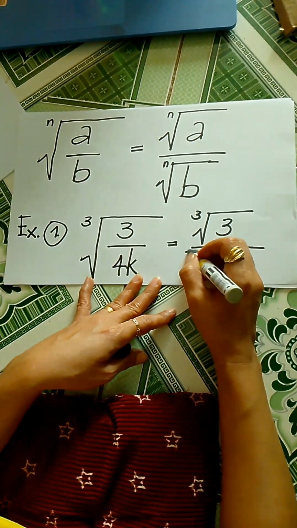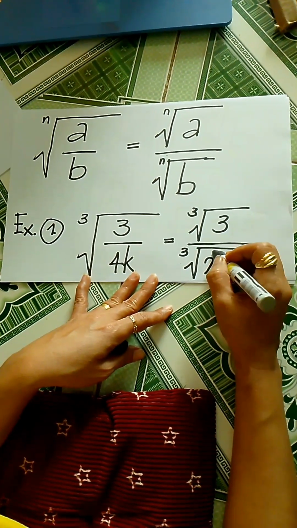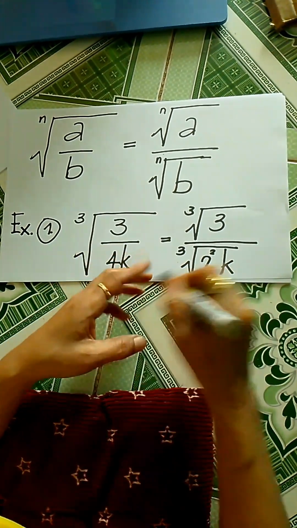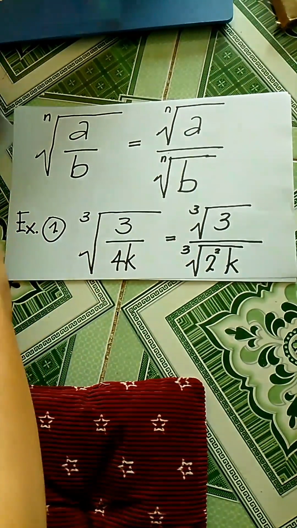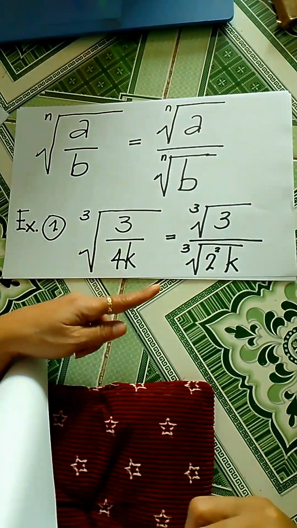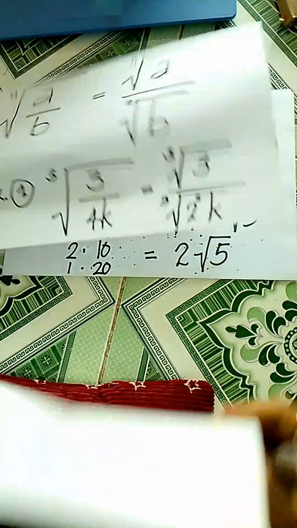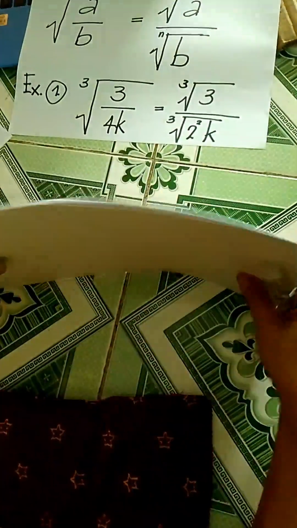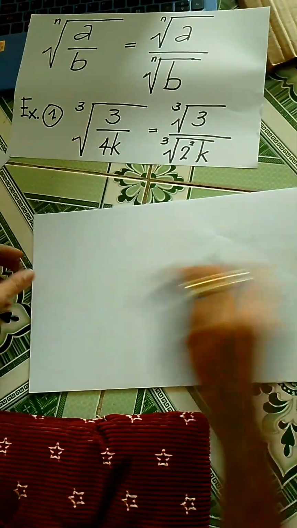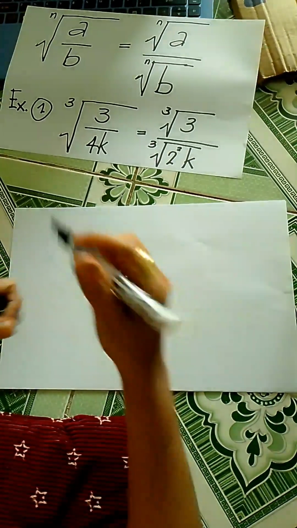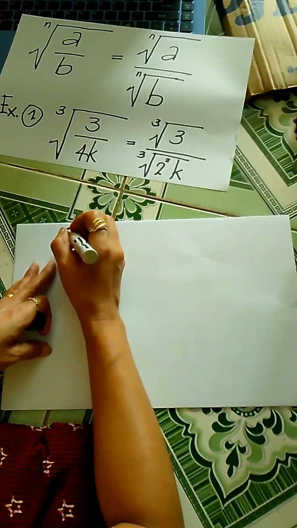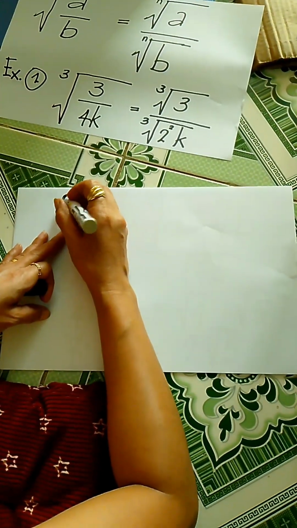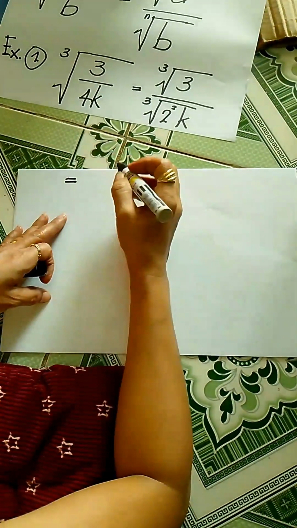So, ito na, cube root of 3 divided by cube root of, ang 4 guys ay pwede natin isulat as 2 square. So cube root of 2 square k. Yan. To continue, kuha tayo ng isang piece of bond paper again. Okay? To continue guys, so let me write it again.